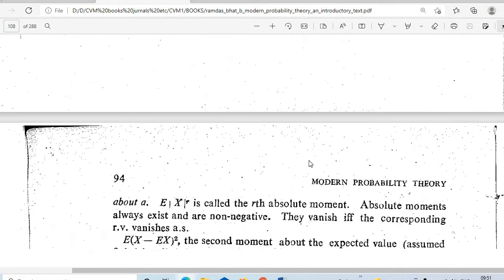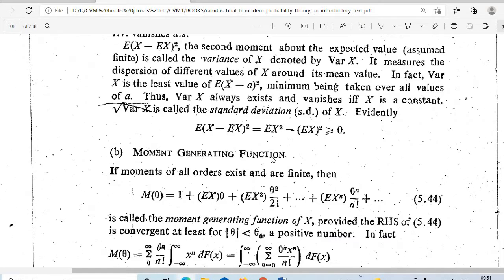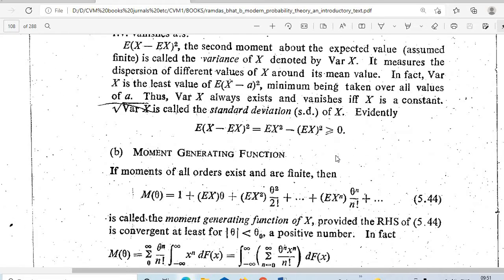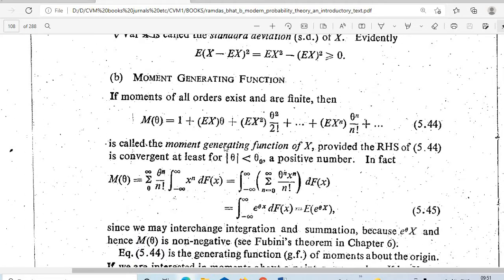Now we consider, we have already proved some inequalities of this type. We know all these inequalities. We have variance greater than or equal to 0. Variance means expectation of x minus expectation of x, whole square, that is expectation of x square minus expectation of x whole square, greater than or equal to 0. Another is the moment generating function: M of theta is equal to 1 plus expectation of x into theta plus expectation of x square into theta square by 2 factorial, plus etc.